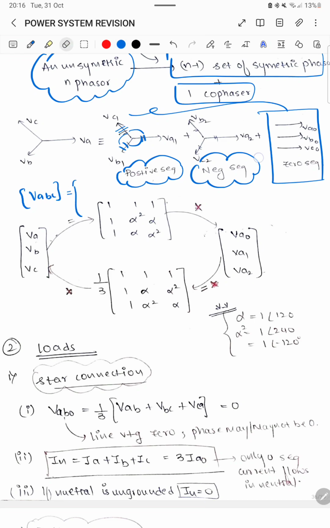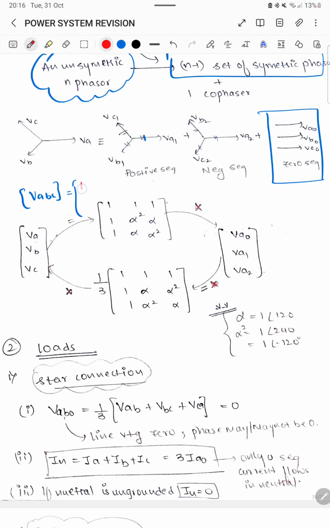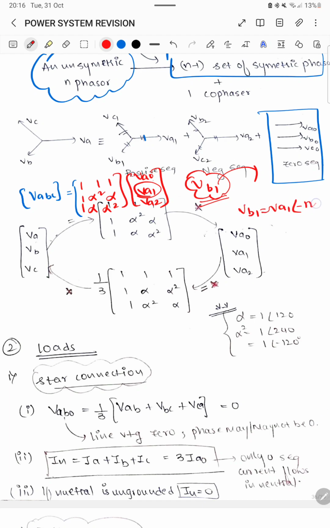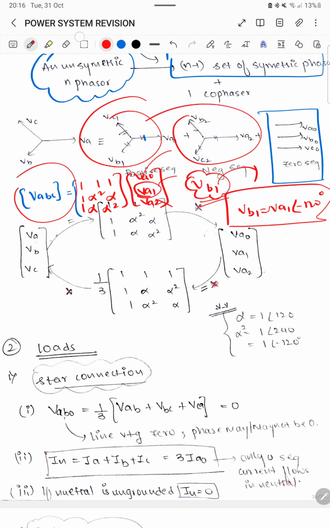we can use the conversion formula: matrix 1 1 1, 1 alpha square alpha, 1 alpha alpha square times VA0, VA1, VA2. Now if VB1 is asked, then what will we do? We know that the positive sequence VB1 will lag VA1 by 120 degrees. So VB1 is nothing but VA1 at minus 120 degrees. So if we know these three, the rest we can find.